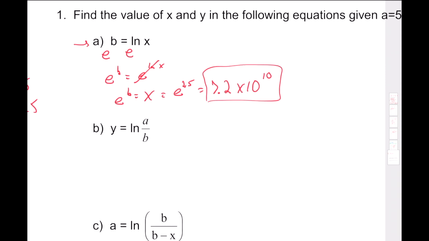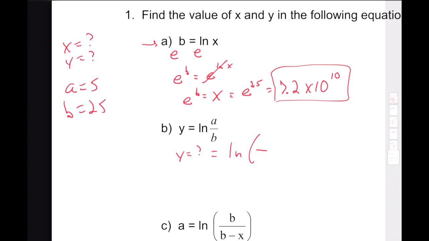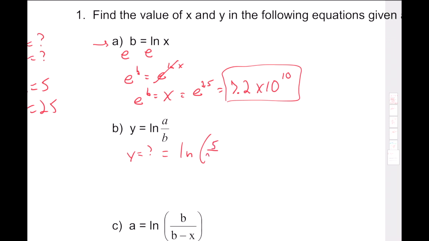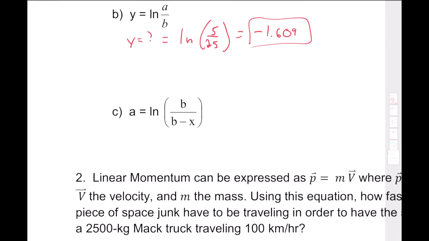Okay, let's see if the next problem is just as straightforward. I bet you it is. We want to find y. It says it's equal to the natural log of a constant over a constant, which we were given. A and b, we know. 5 over 25? Plug that in your calculator and get those free points. Comes up to negative 1.609. Sweet.